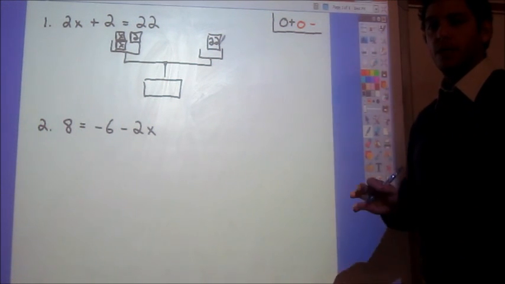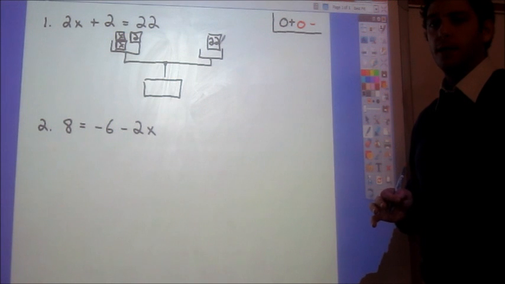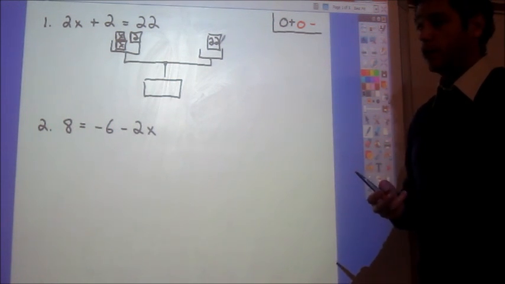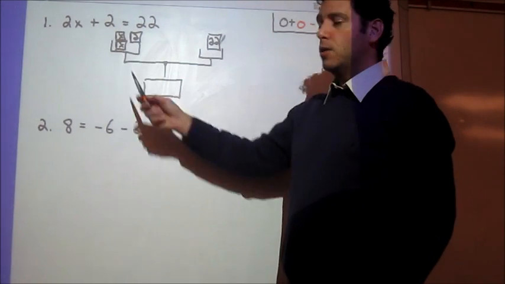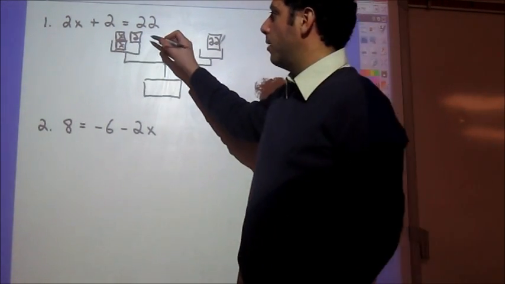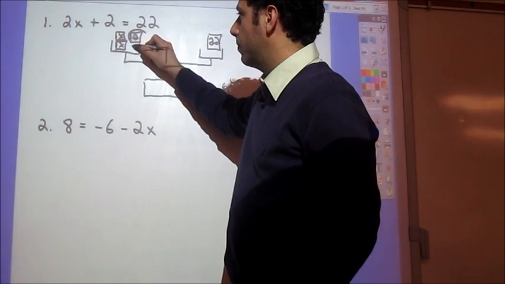Now, the first thing you want to do when trying to determine a variable is to isolate the variable term. In this case, we have 2 x's. We want to get them alone so that we can determine what one of them is. So we can start by removing this 2 here from this side.